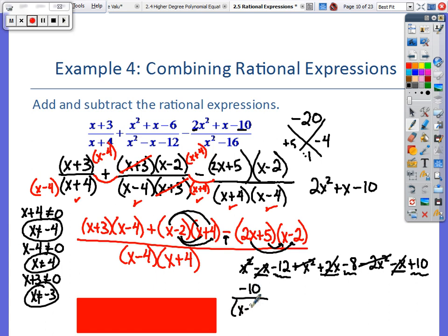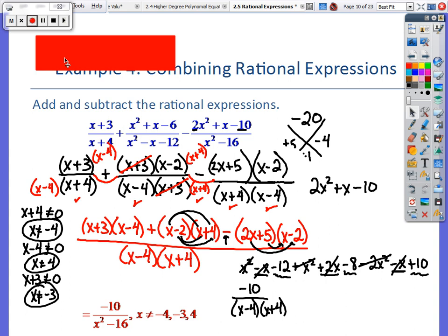My denominator is x minus 4, x plus 4. We have all of our undefined values listed out to the left over here. And so now all I've got to do is just check my answer. And yay. Now they went ahead and FOILed the x minus 4, x plus 4. You don't have to do that, but if you wanted to, you could. And then they have the undefined values as well. And so that is another example using addition and subtraction.